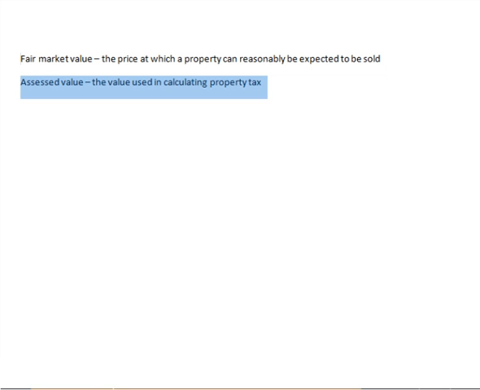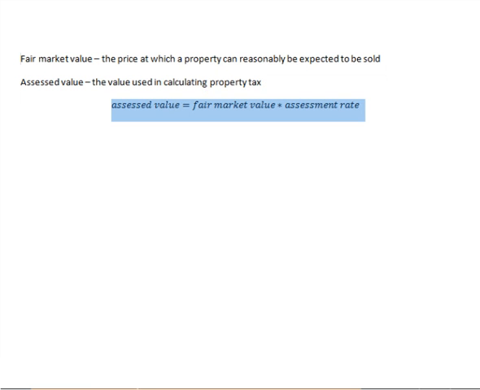And the assessed value is something that's used in calculating property tax. And the assessed value is going to equal the fair market value times an assessment rate. So we're going to look at two examples.